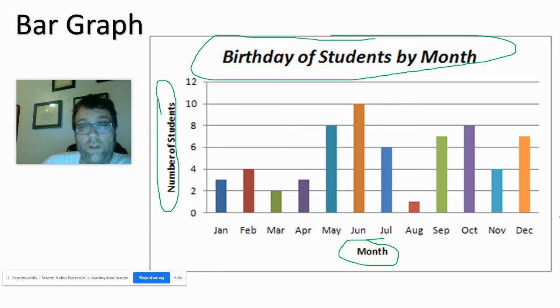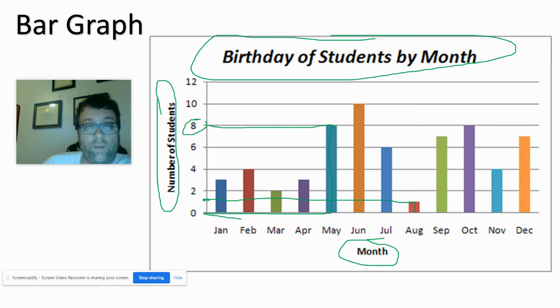And the way you look at these is if I was to ask you how many students have their birthday in May. So start at the point of origin, go all the way to May. Then we're going to go up to the line and come back across to 8. 8 students have their birthday in the month of May. Do one more. How many students have their birthday in the month of August? So go to August, come up, go back across, and it's right here.